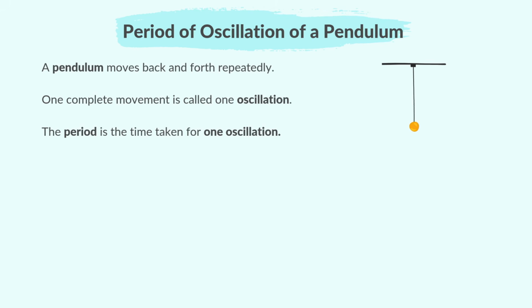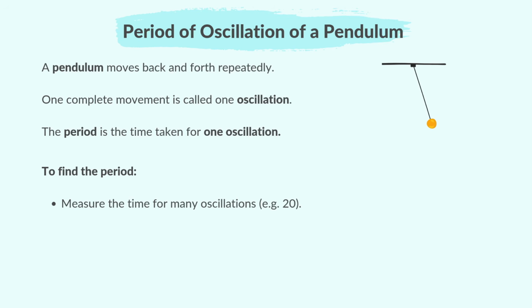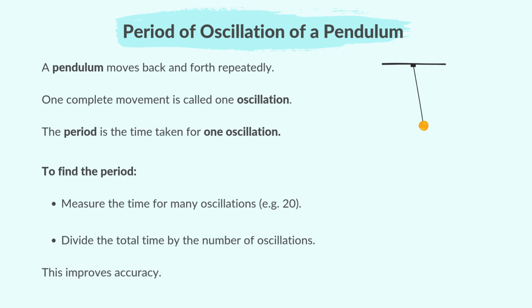The period is the time taken for one oscillation. To find the period, measure the time for many oscillations, for example, 20. Divide the total time by the number of oscillations. This improves accuracy.